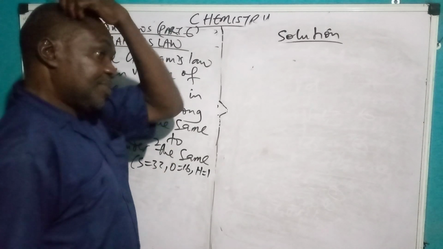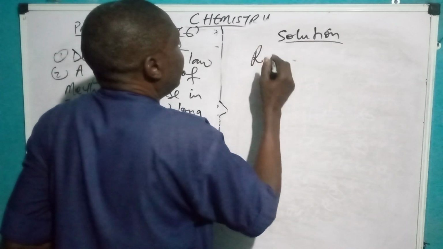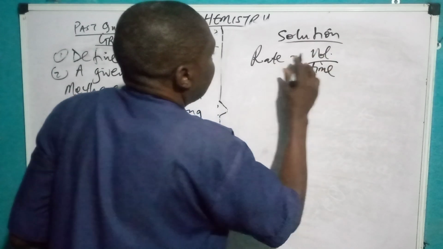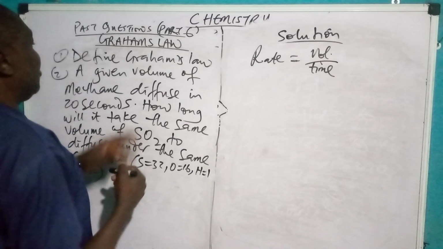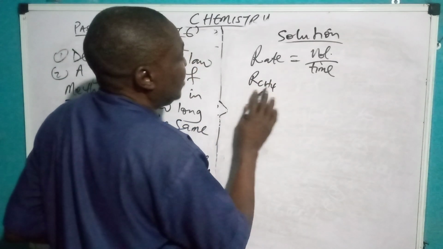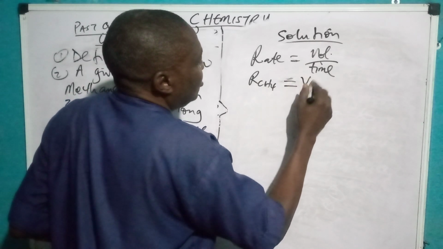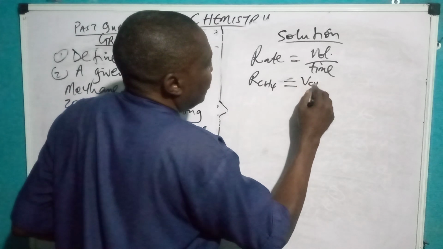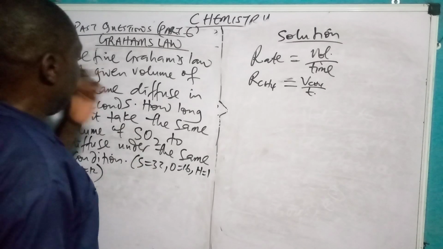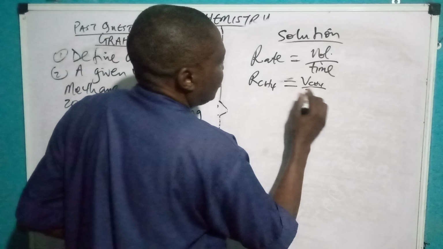So you say rate equals volume over time. That's the formula for it. But they are telling you a given volume of methane. Can we then just say the rate of diffusion of methane, rate CH4, is equal to volume of methane, V CH4, over time for methane to diffuse. A given volume of methane diffuses in 20 seconds, so we can put this as 20 seconds.